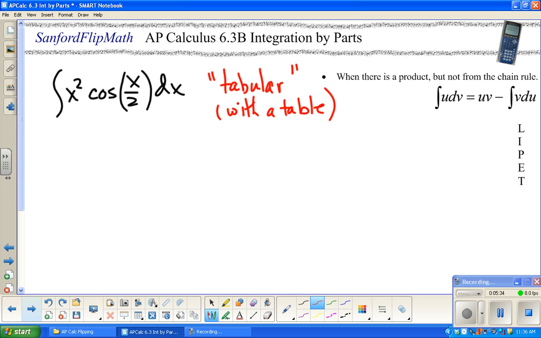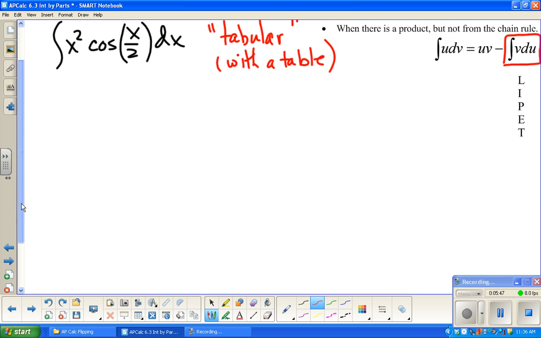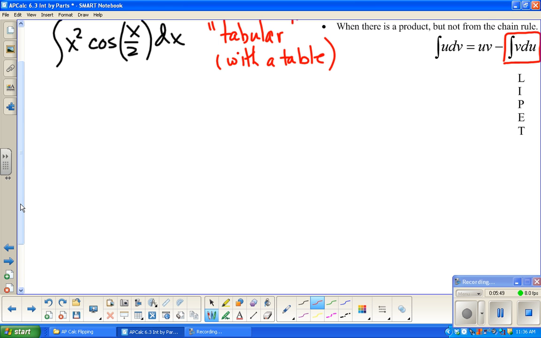And the idea here is we ended up doing u times v minus v du, but then this was a whole new one, and we had to do it again. Okay, and we used the new du as our new u in the second one. All right, how about I just do it?